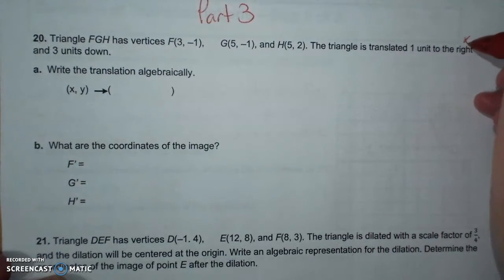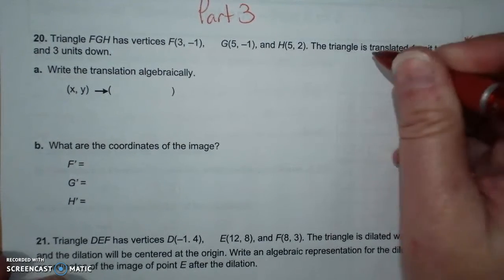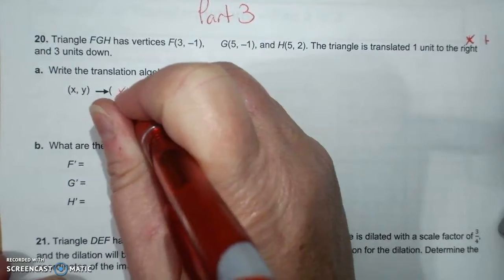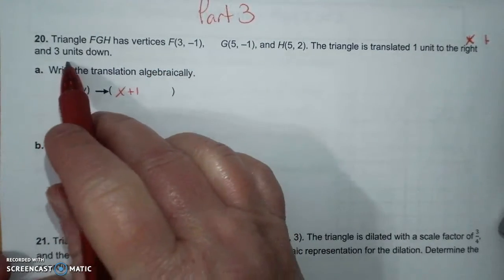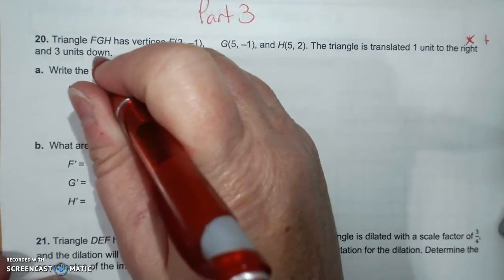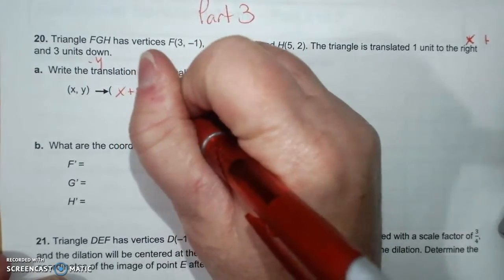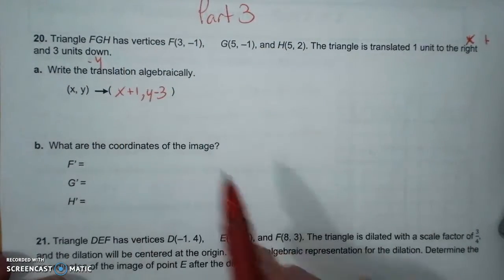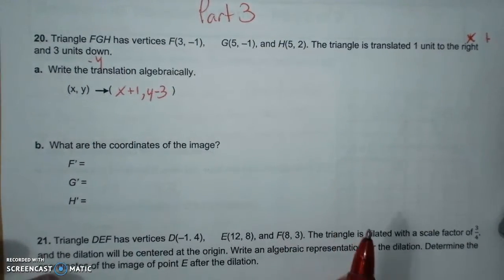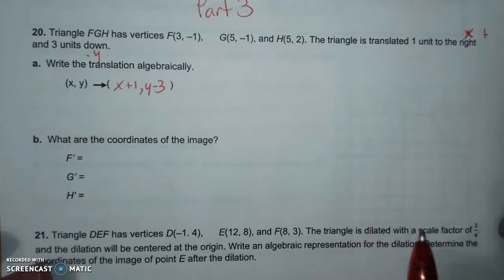Right is x, and it's positive, so x plus 1. 3 units down, down is y, and it's negative, so it's y minus 3. And it says write the translation algebraically. So what are the coordinates of the image?